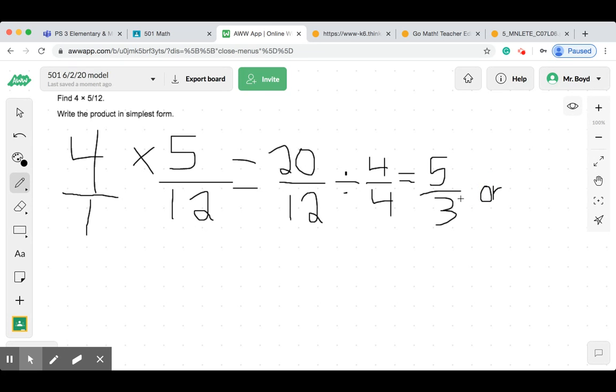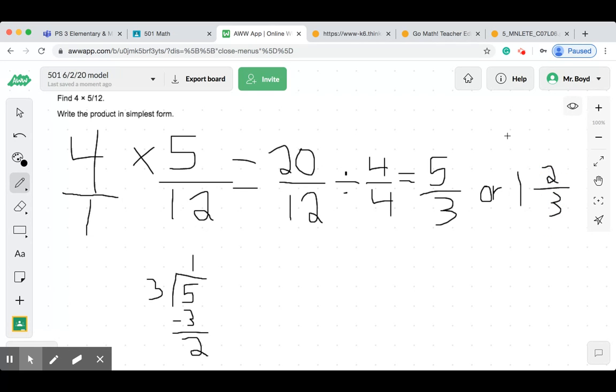Or I can write it as a mixed number. In order to do that, I would do 5 divided by 3. It would go in one time. I would subtract my 3, and I would have 2 left over. Now, our quotient, or what we have up top, is going to become our whole number. 3 will still be the denominator, and 2 will become our numerator. So it could be 1 2/3.